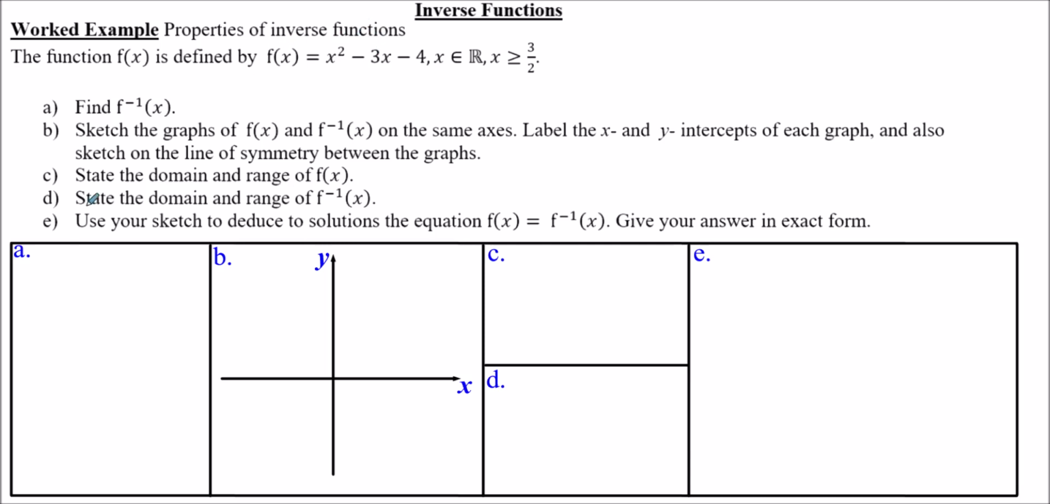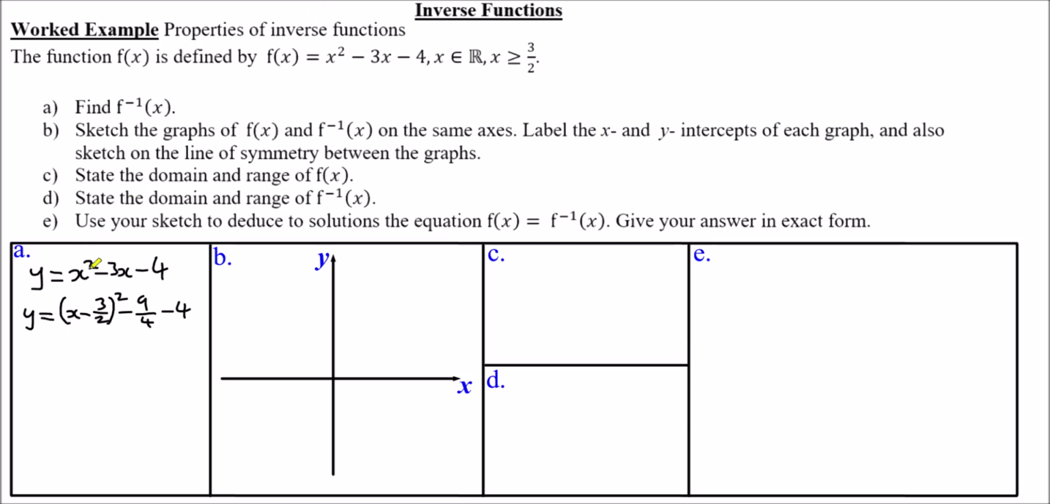So I'm going to call f of x y. So I'm going to call it y equals x squared minus 3x minus 4, and I'm going to complete the square on that. So I'm going to say y equals x minus 3 over 2 squared. Then I need to subtract away 3 over 2 all squared. 3 over 2 all squared is obviously 9 over 4. But of course I'm still taking away that 4.